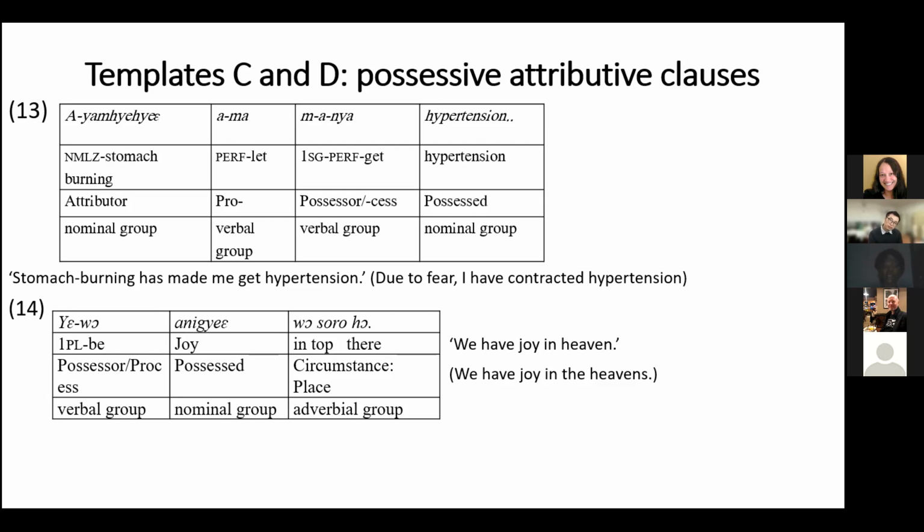So for the circumstantial possessive attributive clauses, the body part joy lexicon occurs as possessed, and then occurs as attributor in fear expressions.